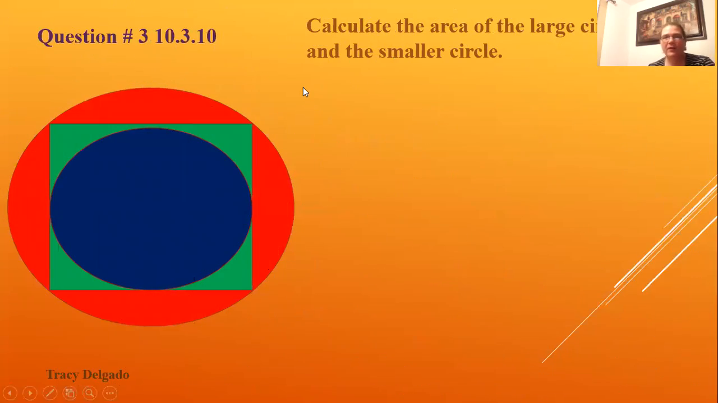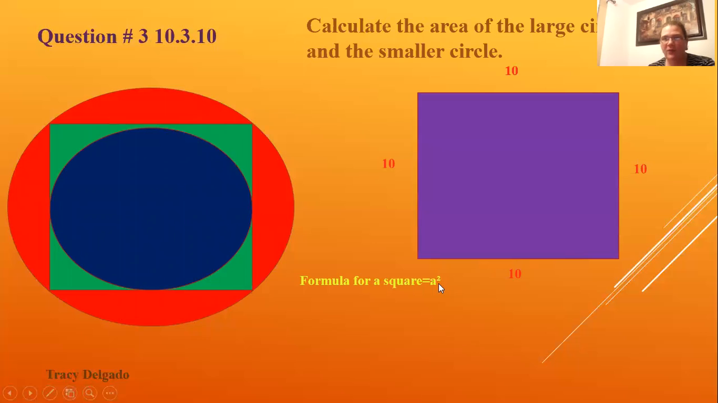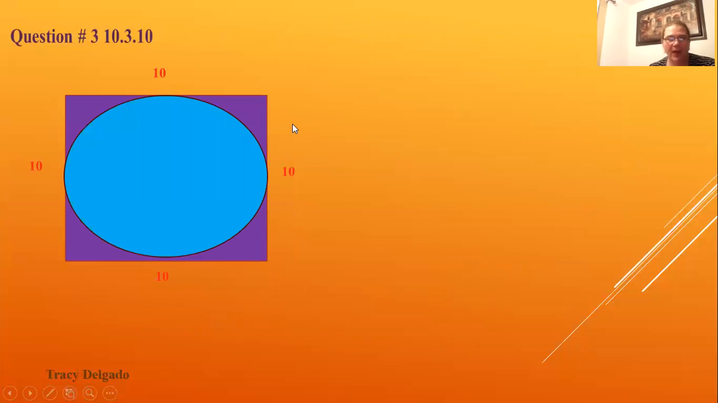Okay, and moving right along to number 3, we will calculate the area of the large circle, square, and the smaller circle. Okay, here's our square. And this, we were given the square is going to be 10. So it's 10 times 10. The formula for a square is a squared. So 10 squared equals 100 units squared. That was simple enough.